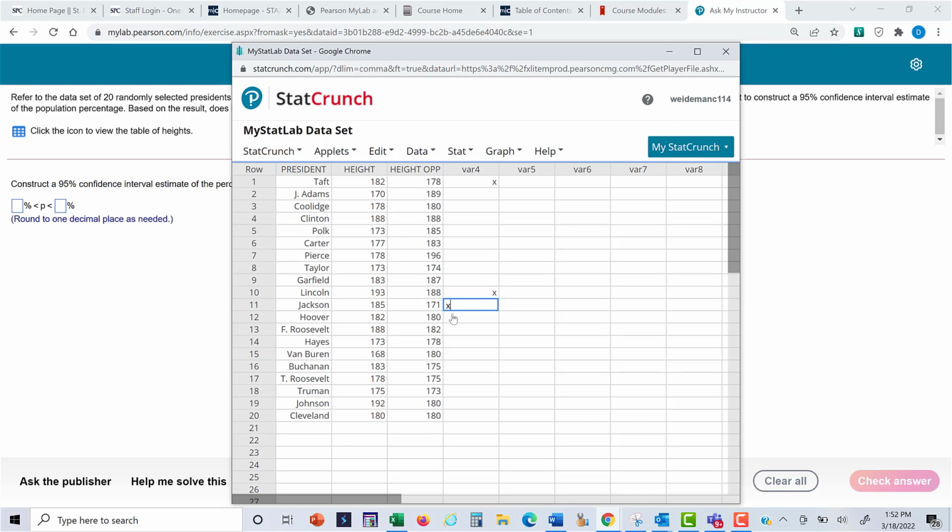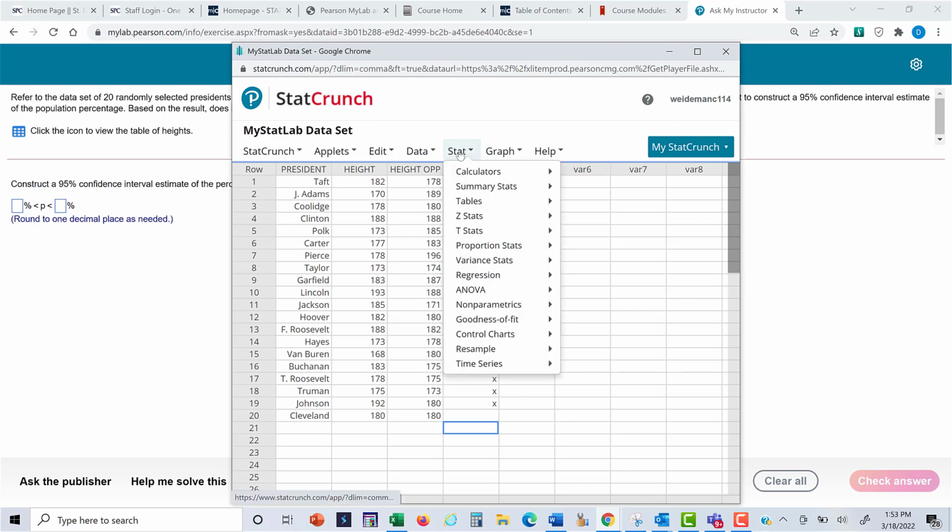opponent, Jackson was taller, Hoover was taller, Roosevelt was taller, Hayes was not, Van Buren was not, Buchanan was, Teddy Roosevelt was, Truman was, Johnson was, Cleveland was the same height as his opponent, so we're not going to count that. So we're going to count up how many X's we have. So 1, 2, 3, 4, 5, 6, 7, 8, 9. So that's my successes, 9 successes out of 20.